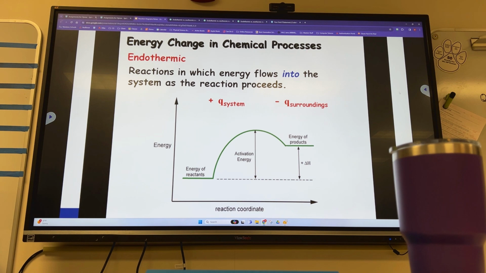This one is the endothermic change. So your art skill aside, just make sure in your notes that your drawing represents that the energy of reactants, that first little line coming in on the left, is lower than the energy of the products. And we're going to talk about what that means here in just a second.